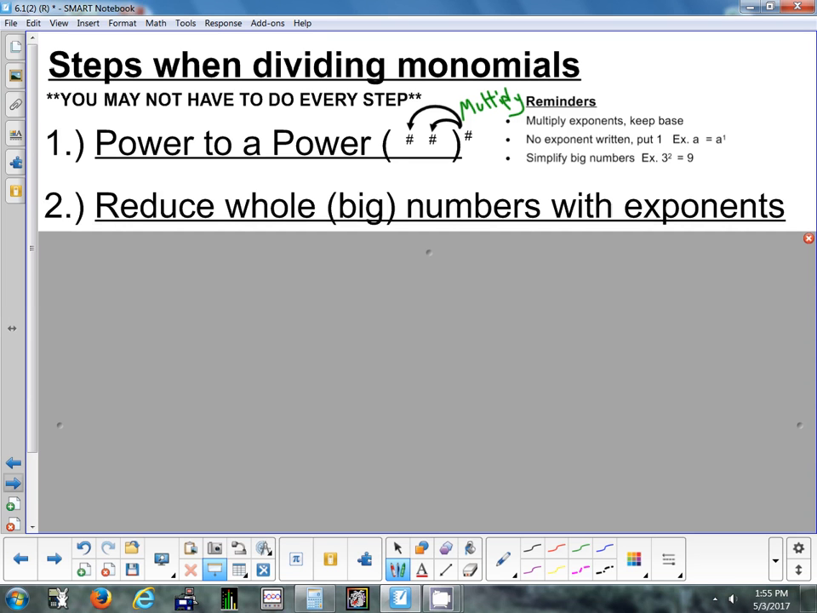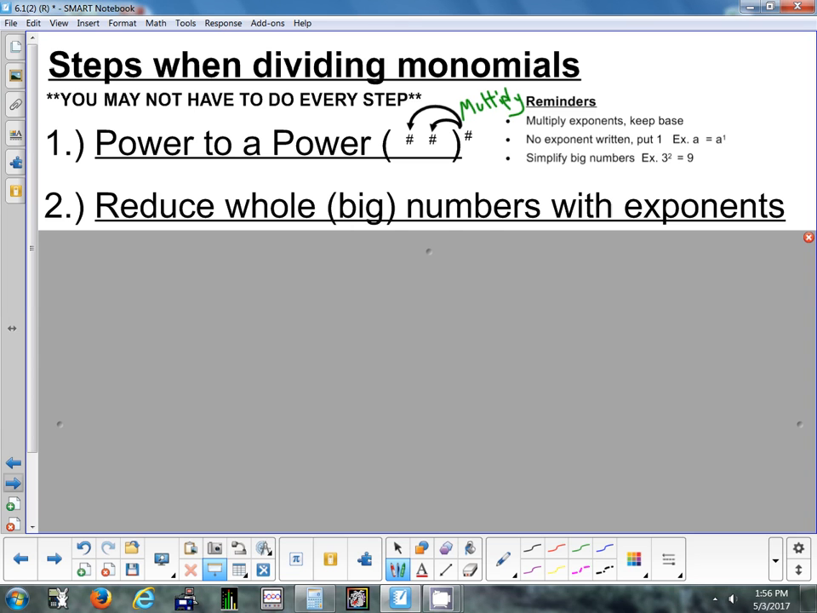Next, we're going to reduce the whole numbers, the big numbers with exponents. So if you look at the final bullet on your example here, when it says 3 to the second power is 9, if you have a whole number, or a big number, with an exponent, make sure you simplify it. 3 to the second, make it 9. 4 to the second, make it 16. 5 to the second, make it 25. Make sure you simplify those numbers. We can't leave whole numbers in exponent form. We have to simplify them.